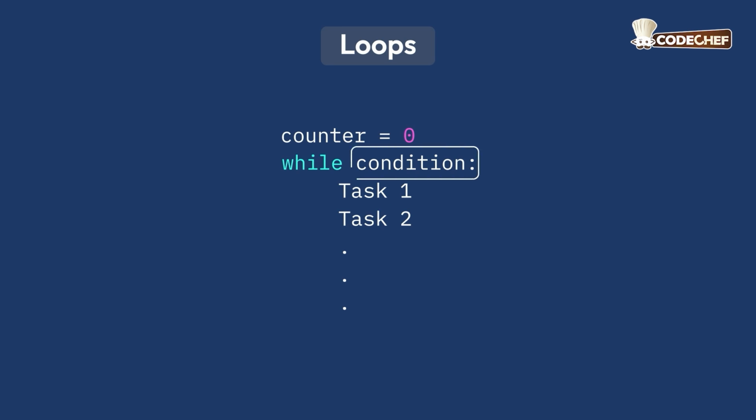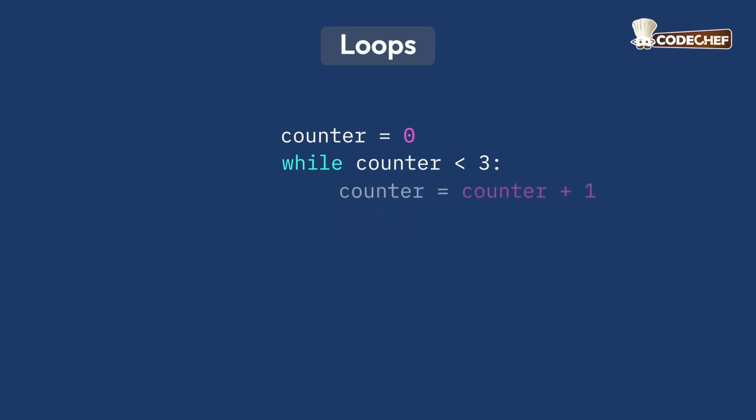Now coming to the condition part. In our problem, this condition is that we eat as long as the count is less than 3. So cookie 1, 2 and 3. Now inside the loop, the task is that we increase the counter by 1.